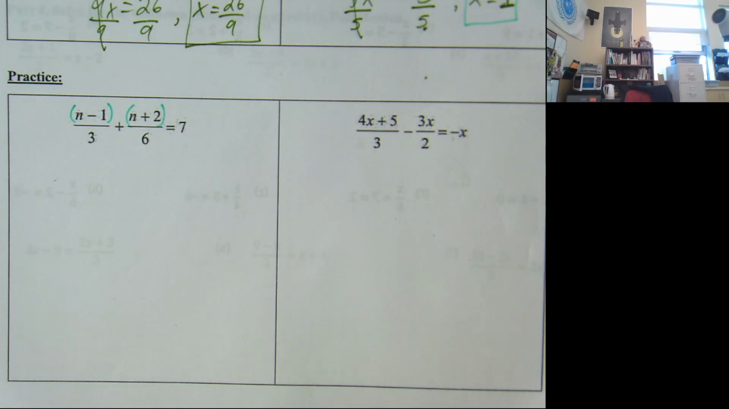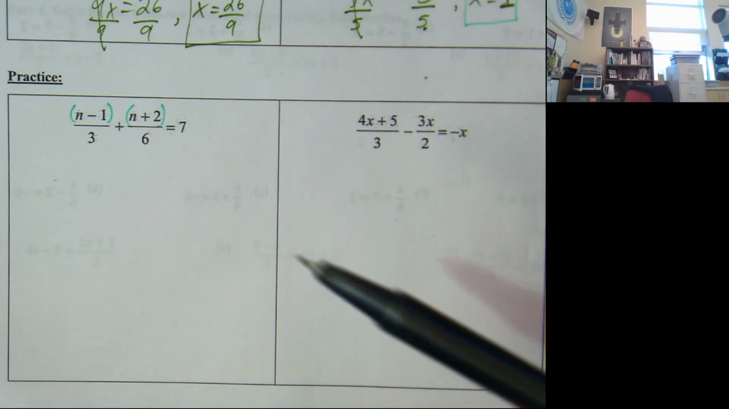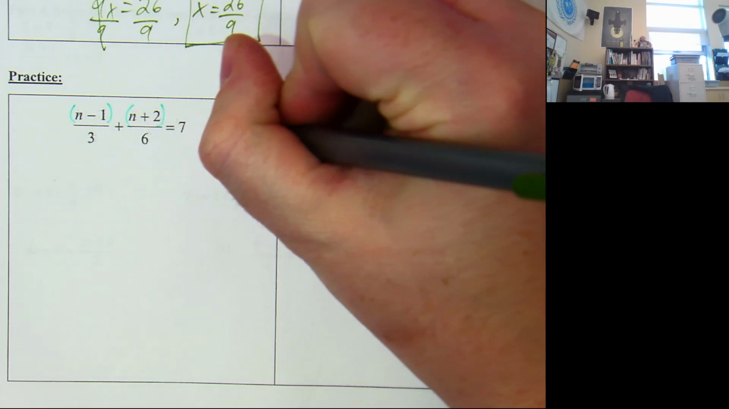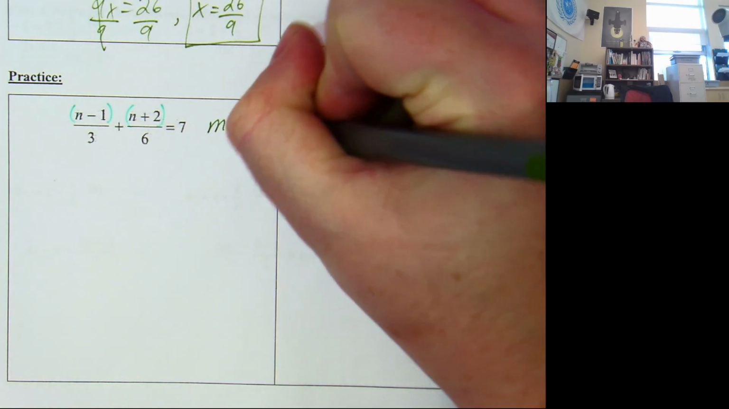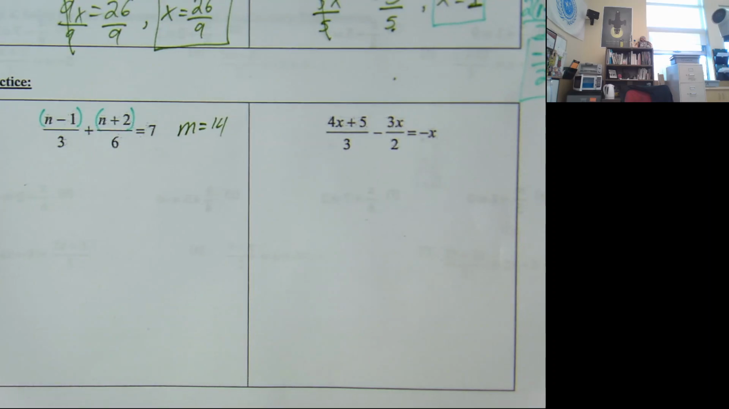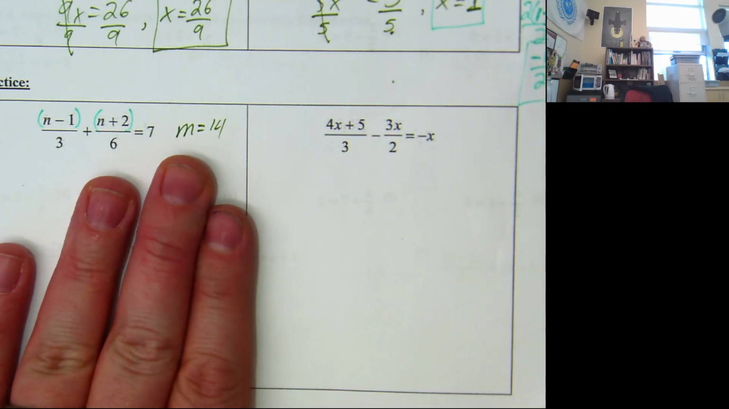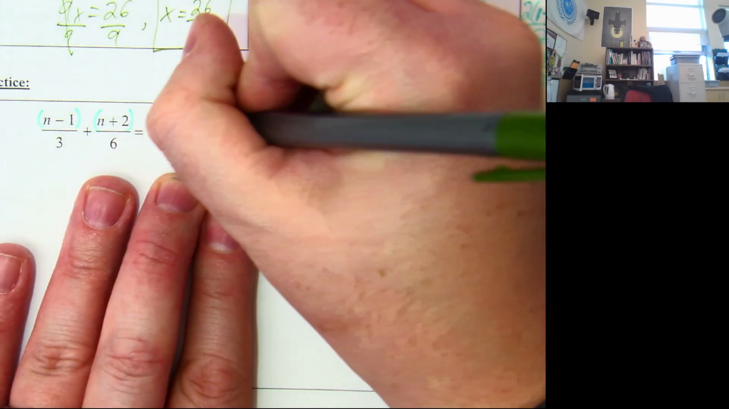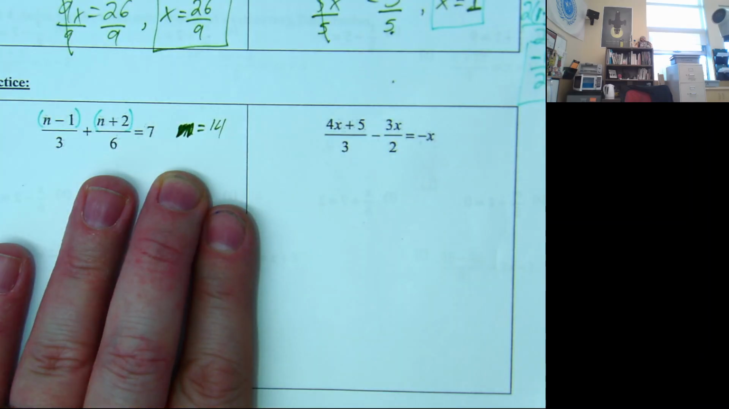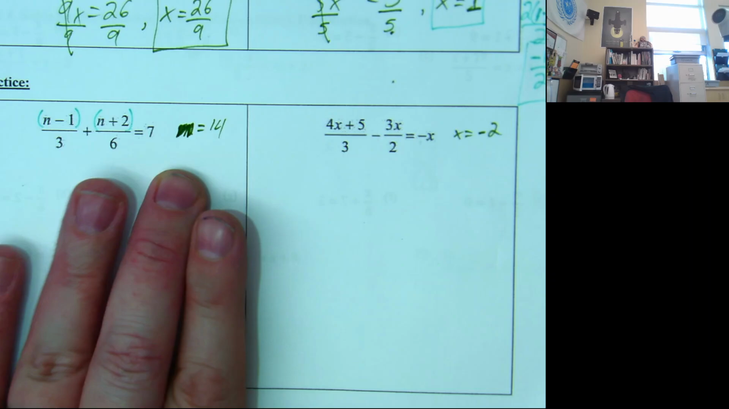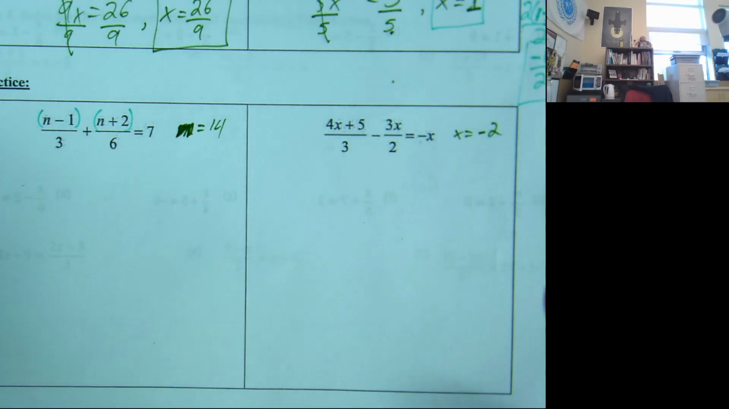answers. I will tell you what the answers are. Lots of you have reached them. That's great. What you guys are looking for is that the left question, M is equal to 14. And is equal to 14. Whatever the variable is, equal to 14. And on the right-hand side, x is equal to negative 2. Lots of you have reached that. That's great. If you haven't, I'll come assist you.